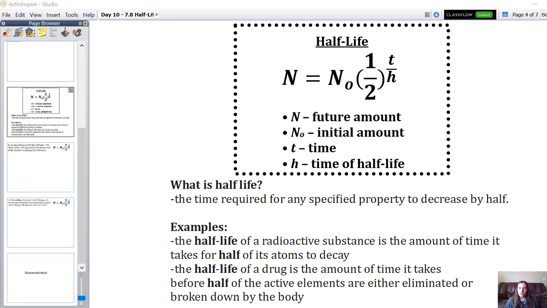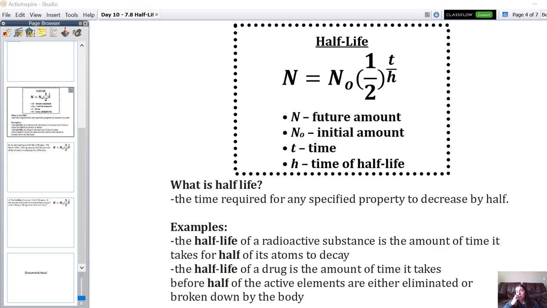Alrighty, we've got another exponential and logarithmic real-world problem. This one is about something called half-life. Half-life is the time required for any specified property to decrease by half. It's most commonly used in a field such as chemistry or geology. So you might see half-life about a radioactive substance, because that would be the amount of time it takes for that substance to decrease by half.